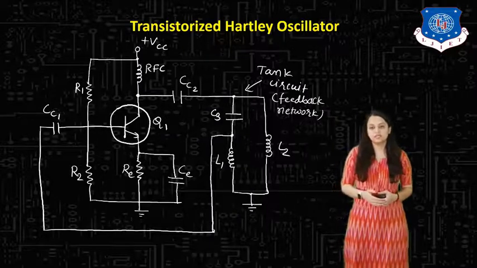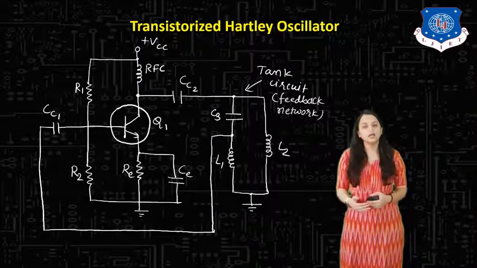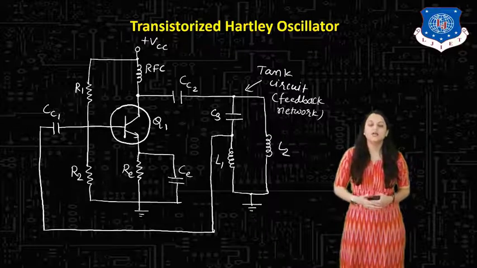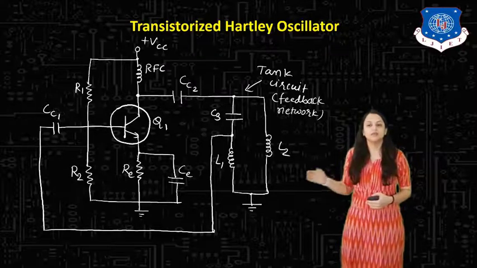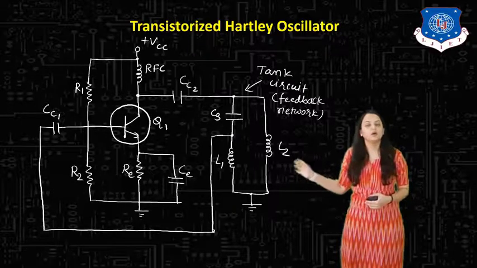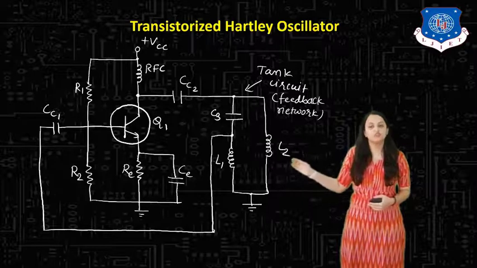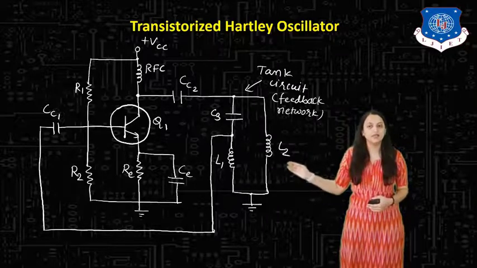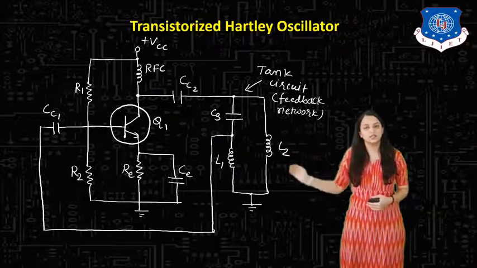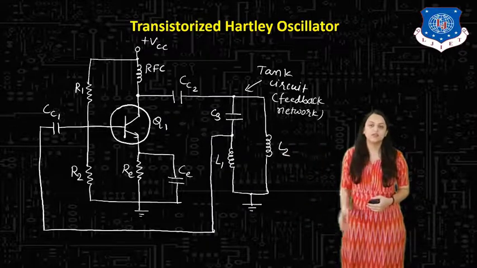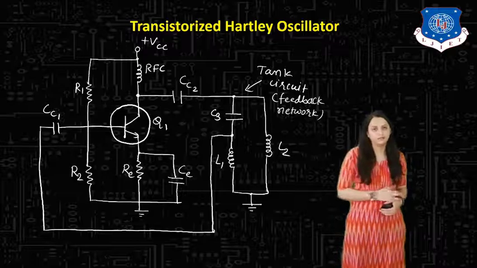RFC is a radio frequency coil. RE and CE are the emitter resistance and emitter capacitance respectively. Here, based on this feedback network, the oscillator generates a frequency. As two inductors and one capacitor are there, we are calling it a Hartley oscillator. And as we are using a BJT, this circuit will be called a transistorized Hartley oscillator.